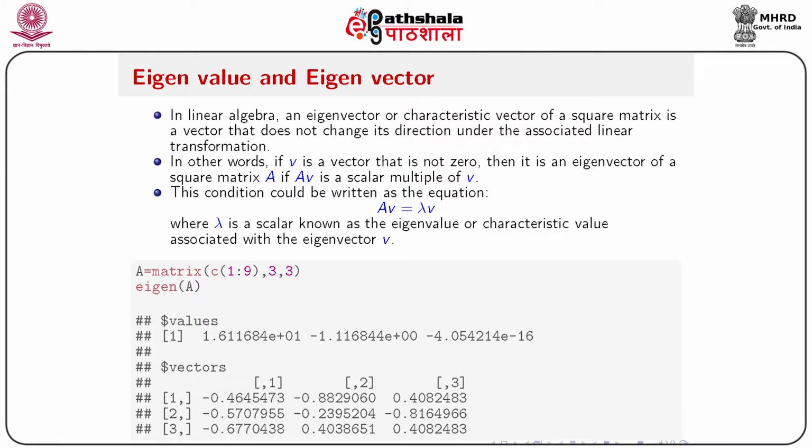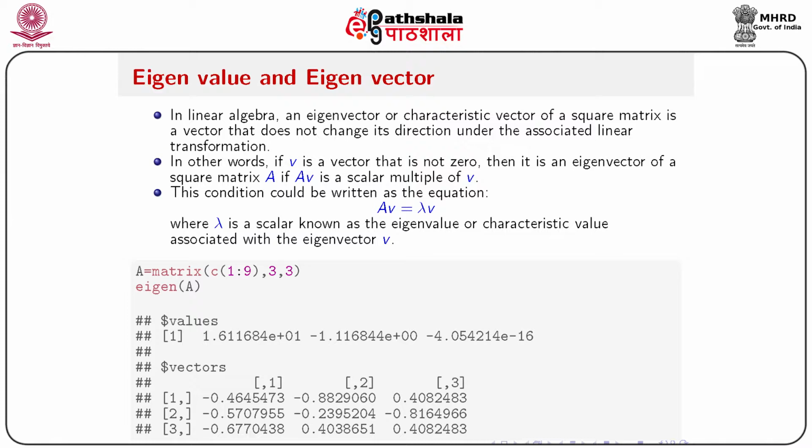In other words, if V is a non-zero vector, then it is an eigenvector of a square matrix A if AV is a scalar multiple of V. The condition can be written as the equation AV equals lambda V, where lambda is a scalar known as the eigenvalue or characteristic value associated with eigenvector V. I just tried to recall the eigenvalue and eigenvector concept you must have learned long before.